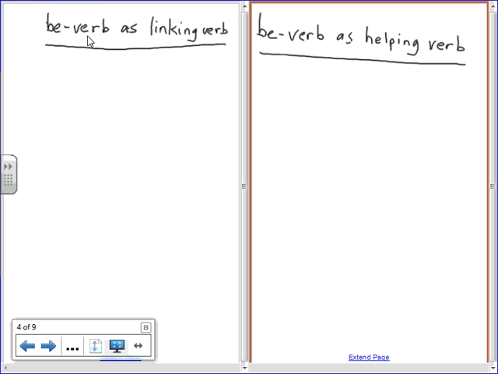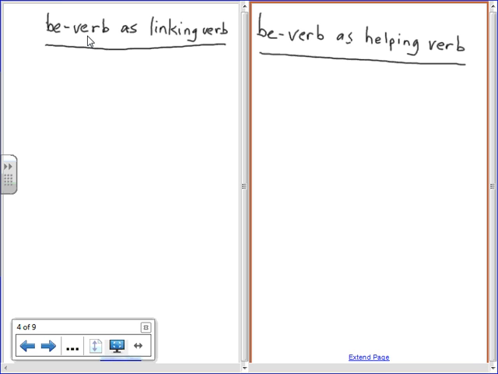And so we need to make a couple of examples so that we can identify the difference. And that's one of the things that I expect my students on quizzes, for instance, to be able to distinguish between is, when is the be verb functioning as a linking verb versus when is it functioning as a helping verb.